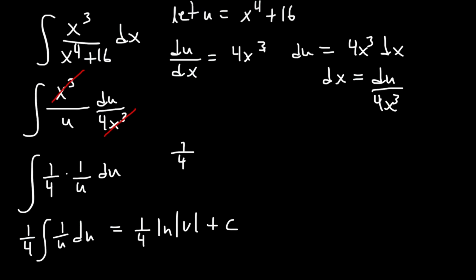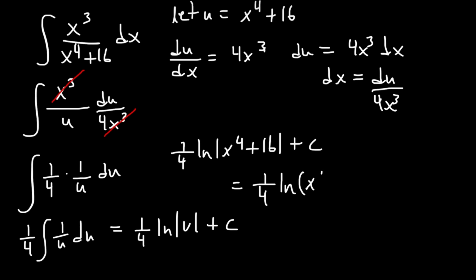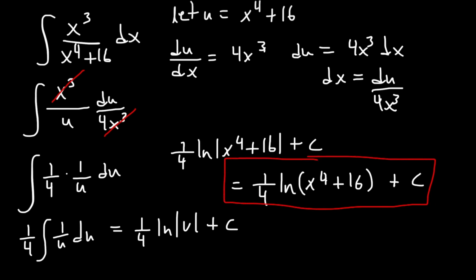1/4 times ln with an absolute value of x raised to the power of 4 plus 16 plus the constant of integration. And we can actually do a little cleanup here. Notice that x raised to the power of 4 plus 16 is always positive, so we can just get rid of the absolute value sign. So I have 1/4 times ln of x raised to the power of 4 plus 16 plus the constant of integration. And this is the indefinite integral of this function.